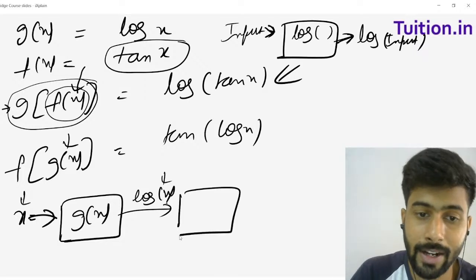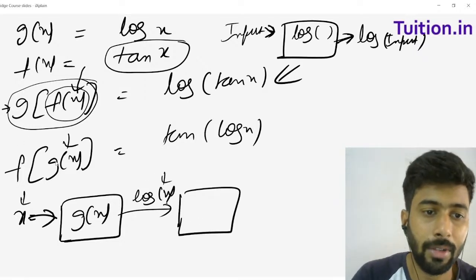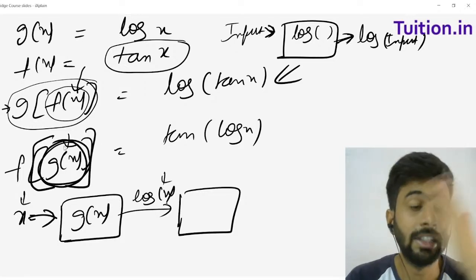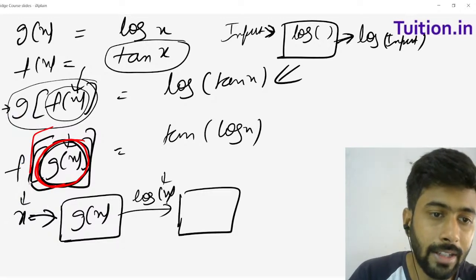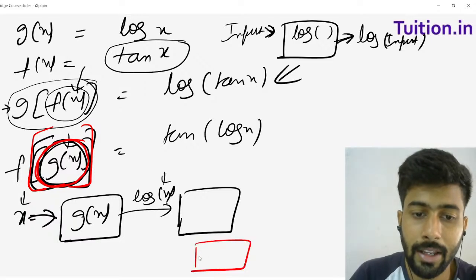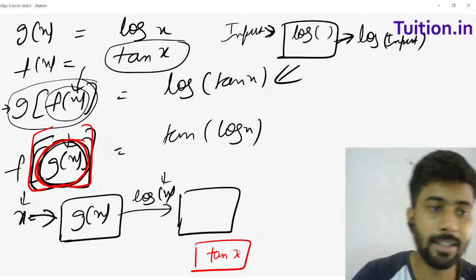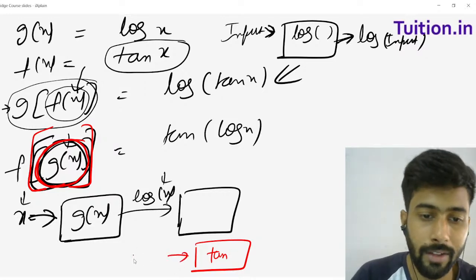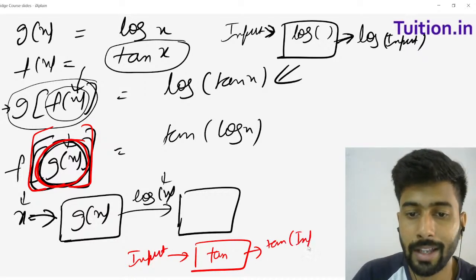Now this log x is fed into f, right? Because g of x, which is the output, is now going as input to f. And what is your f? F is a simple guy, tan x. When I say x, treat that x as input. So whatever input I give to f, f will give me tan of that input as the output.